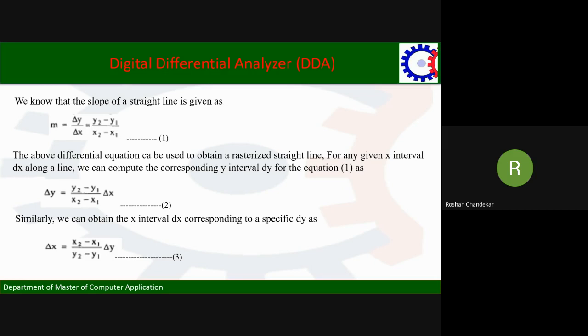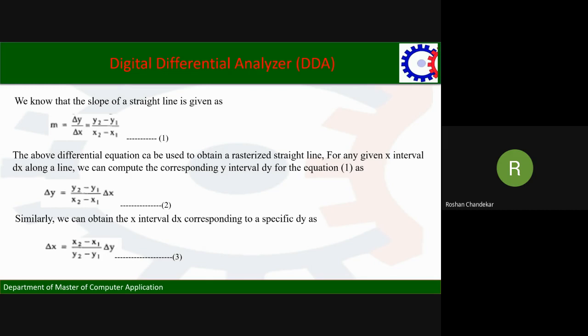So here we rewrite the equation: delta y is equal to y2 minus y1 upon x2 minus x1 into delta x, by transferring delta x to the right hand side of the equation, and hence it is given as a multiplication. Similarly, we compute the equation for the x interval delta x corresponding to the delta y value, that is, delta x is equal to x2 minus x1 divided by y2 minus y1 into delta y.